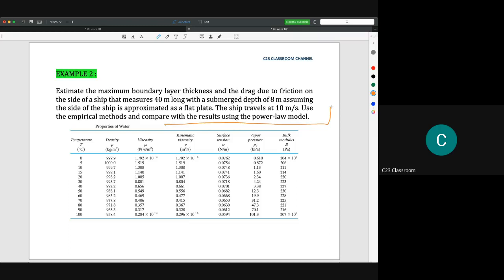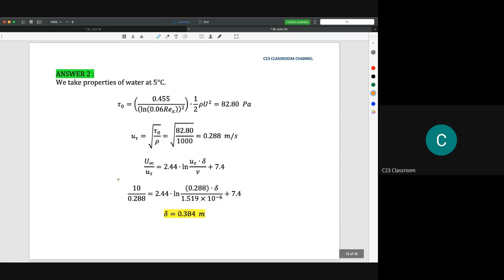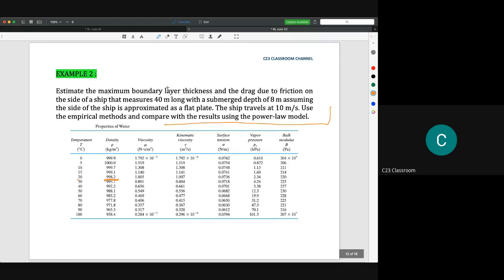So you can get the value of the temperature here. Maybe I take 20 degrees Celsius, so we use 998 here. Okay, I'm not sure about that. So we take properties of 5 degrees Celsius, for example. So it is equal to 10 kilograms per meter cube.